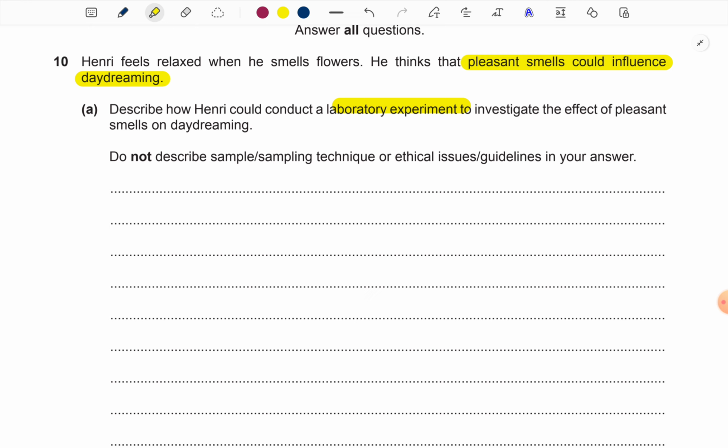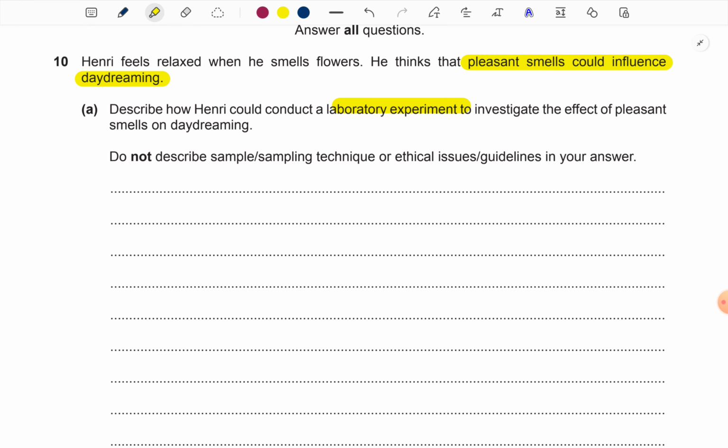Have respect for that, because it's not that they're going to down-mark you for discussing sampling and ethics when it's not mentioned, but what will happen is they are just going to ignore whatever you have written about sampling and ethics. So you're getting no credit. Why are you wasting your time on something which will not get any credit, with the possibility that you might not be able to finish your answer because you're writing irrelevant things?